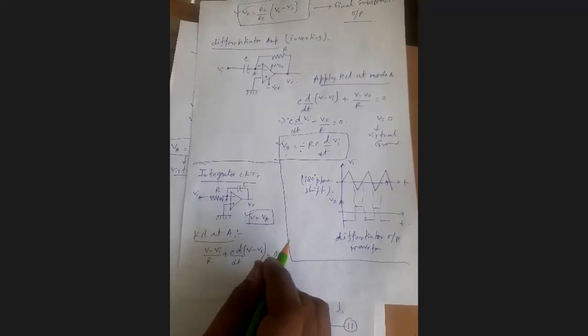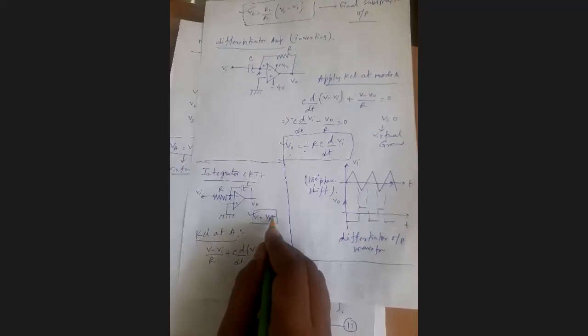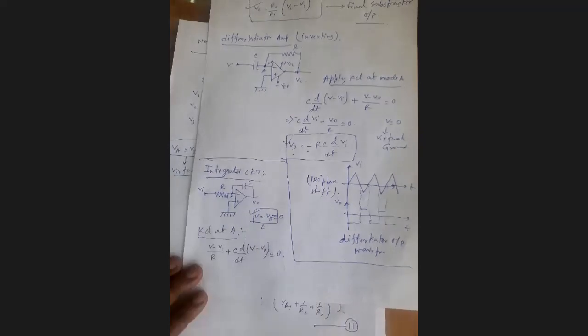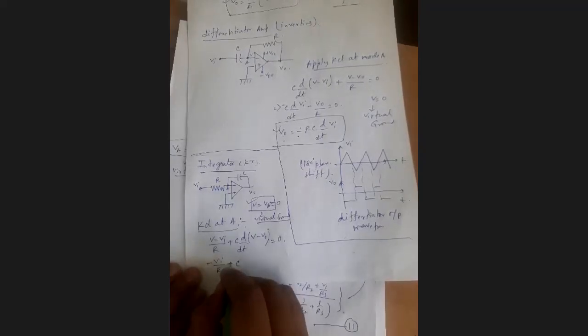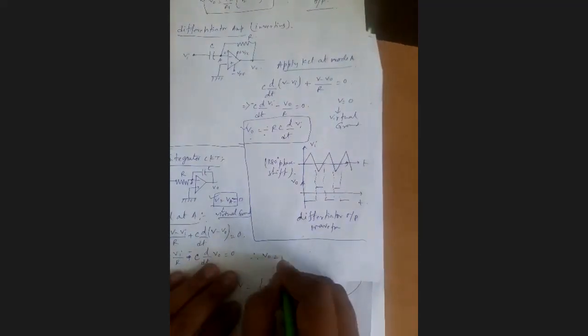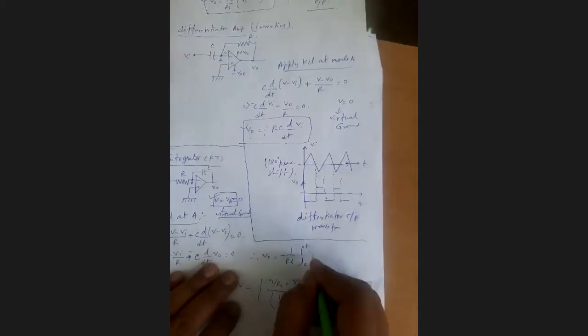What is the value of V? It is 0, due to the virtual ground. Please mention the virtual ground. I repeat again, the virtual ground, not the actual ground here. So it is 0. So minus VI by R minus C d/dt of V naught equals 0. From here we can write V naught equals minus 1 by RC integral 0 to T of V input dt.